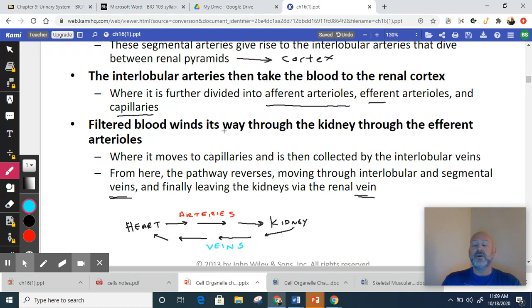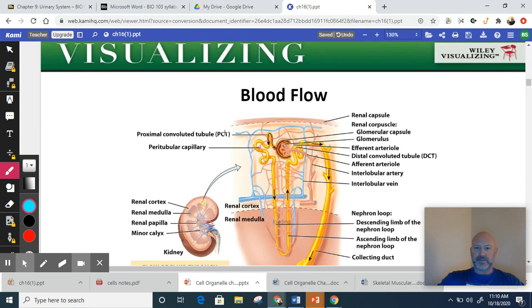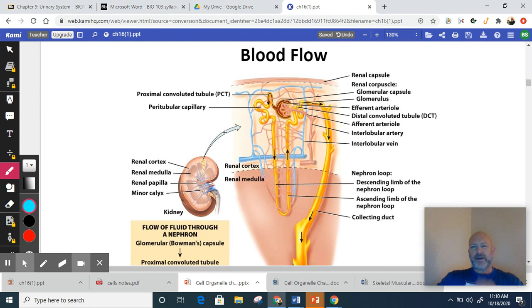All right. So halfway through, when we're inside the kidneys, we still can be going towards the units of filtration. And if that's the case, we're traveling in arteries. But once filtration is complete, we're going to take that filtered blood and now we're going to head back out. We're always going to be in veins. So it's halfway through the process that the blood vessels are referred to as arteries, and then it switches to veins. All right, so what's happening?